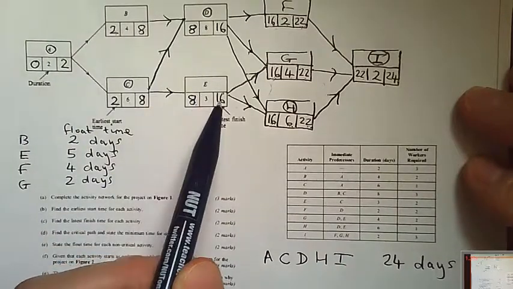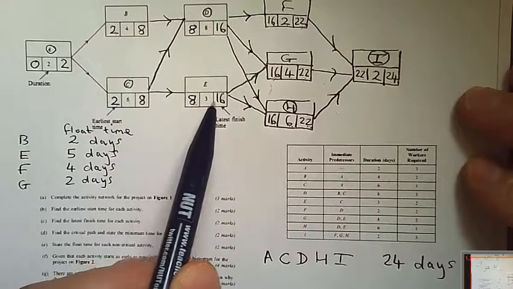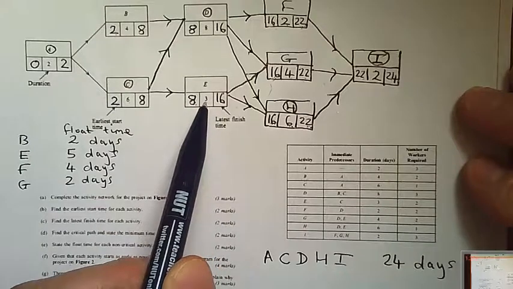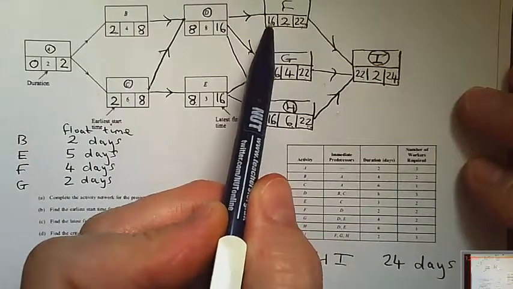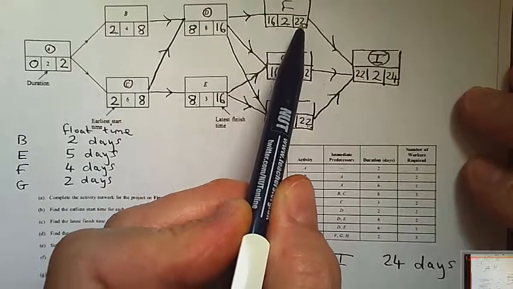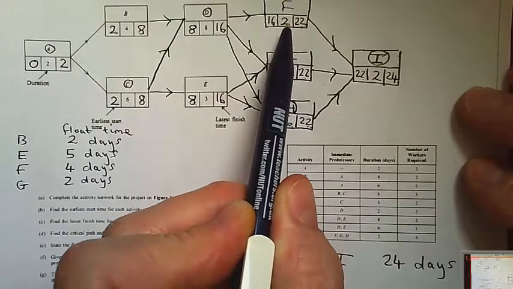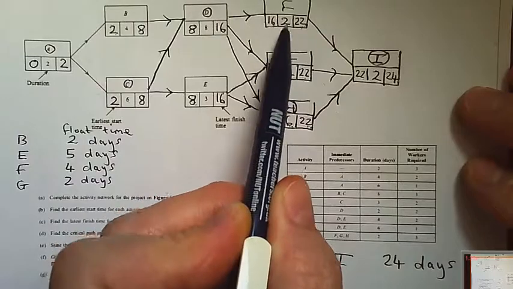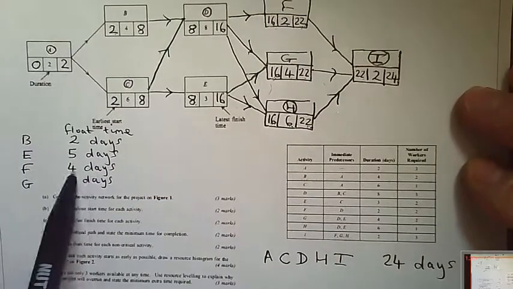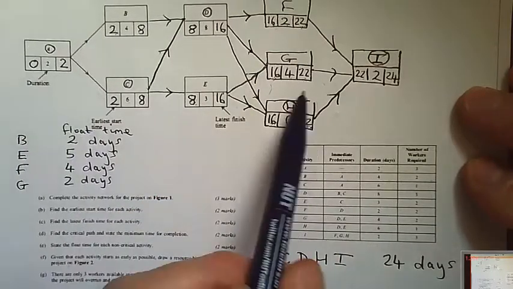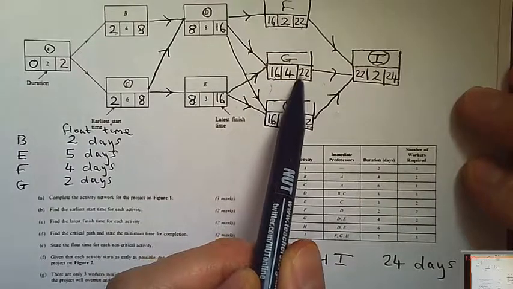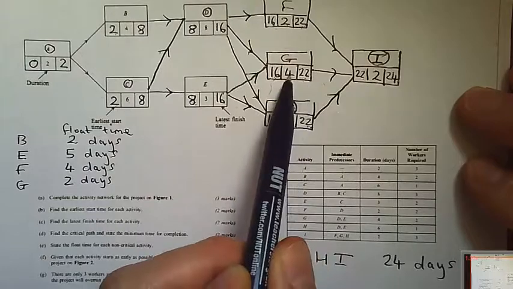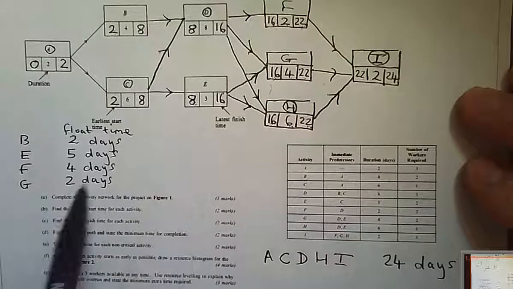We now look at E. 16 minus 8 is 8 days. Takes 3, so difference of 5. For F, 22 minus 16 gives us 6. Takes 2, difference of 4. So it's a spare time, the float time. The final one there is G. 22 minus 16 gives you 6. We've got 4, so we've got a float of 2.